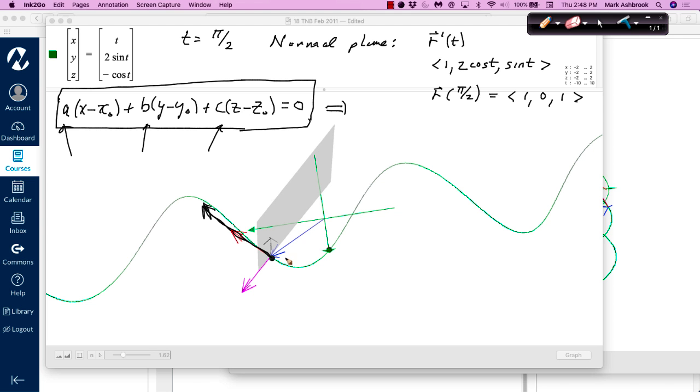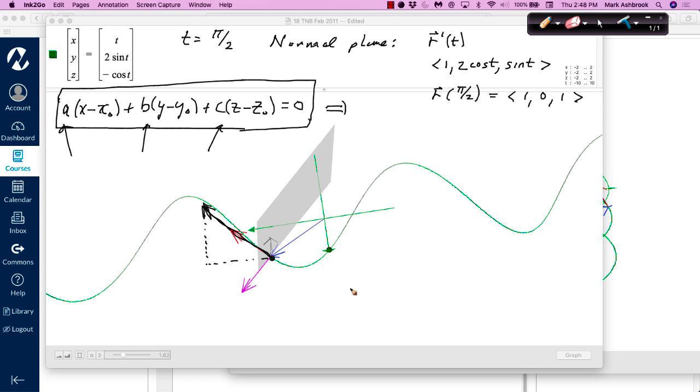Let's make sure that makes sense, right? Does it look like it has an X component and a Z component, but no Y component? Yeah, exactly. It's parallel to the XZ plane. So it goes out in X, and it goes up the same amount in Z, but it doesn't go in and out of the screen, Y.